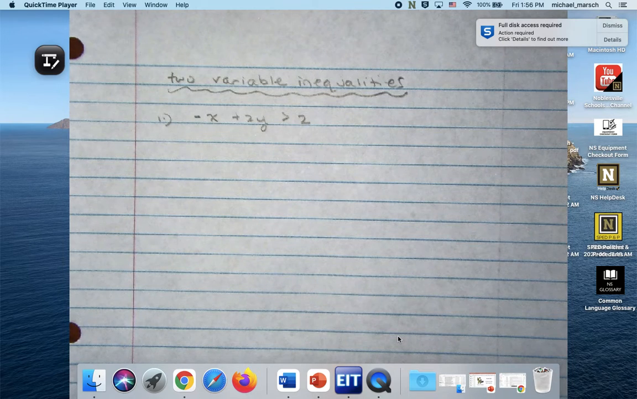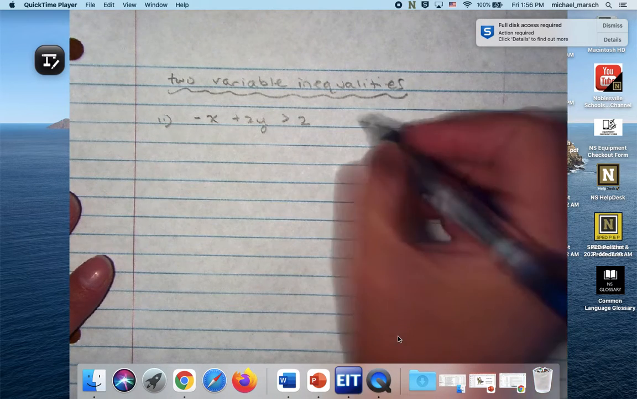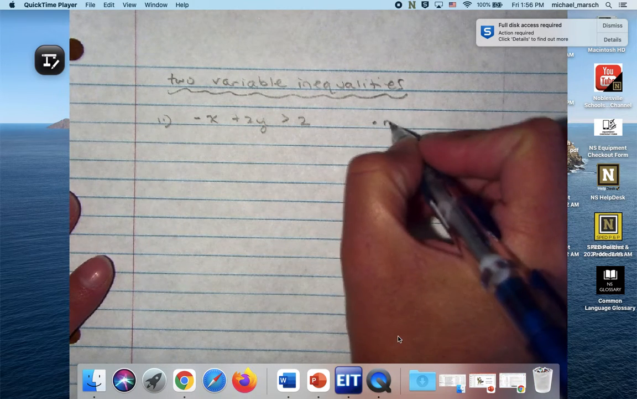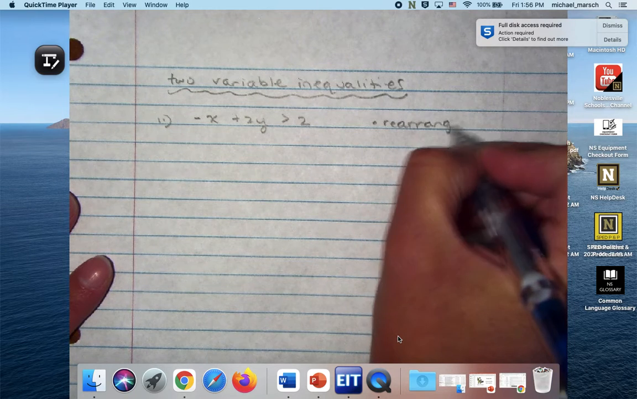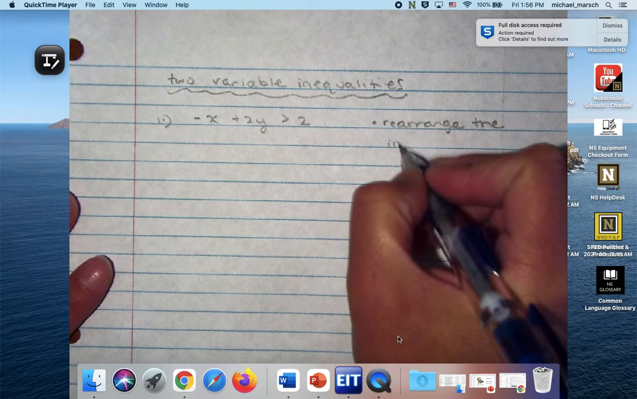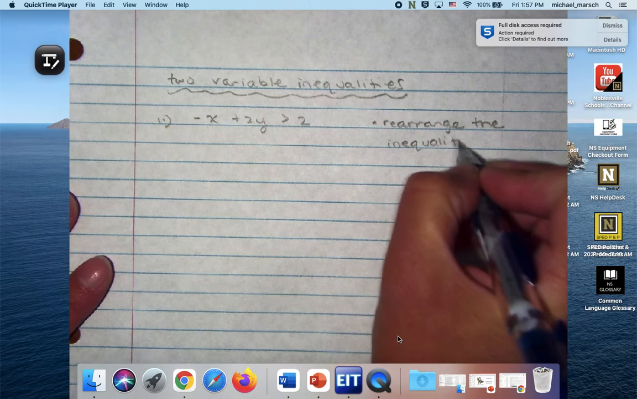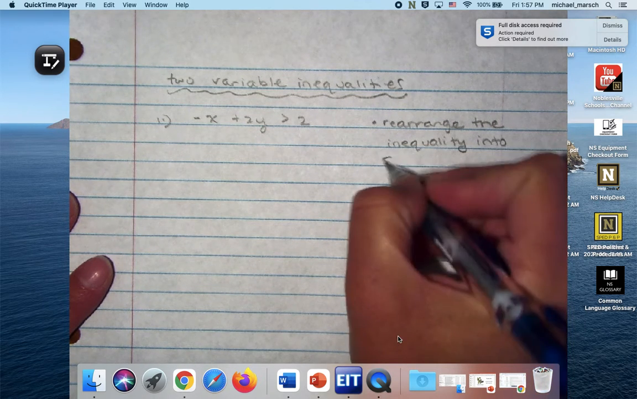What form was every inequality in before the person graphed it? What's it called, Logan? Slope-intercept, right? Just took a quiz on it yesterday, right? Slope-intercept? Okay. Cool. So the first thing I need to do is rearrange the inequality into slope-intercept form.